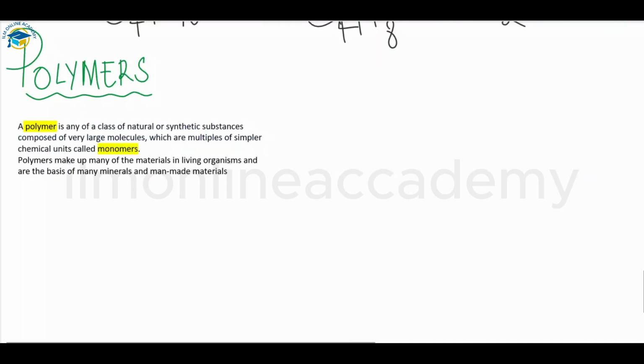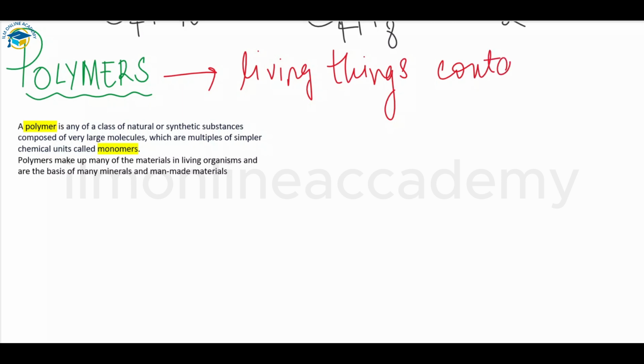Polymers. A simple way to put it is that all living things contain polymers, which may be in the form of proteins, carbohydrates, wood, and natural rubber. All these are polymers.